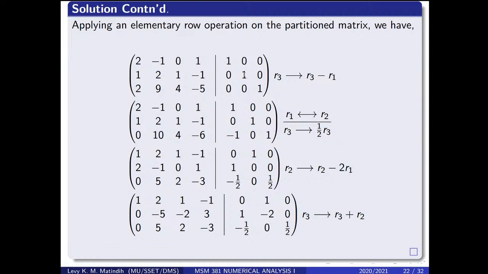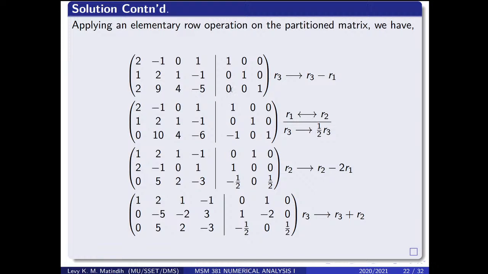Now, the first elementary operation is we are going to transform the third row to being the difference between the third row and the first row. So let's go to the left hand side of this partition. The third row has entries 2, 9, 4, negative 5. The first row has entries 2, negative 1, 0, 1. So we subtract: 2 minus 2 to give us 0, 9 minus negative 1 to give us 10, 4 minus 0 to give us 4, negative 5 minus 1 to give us negative 6.